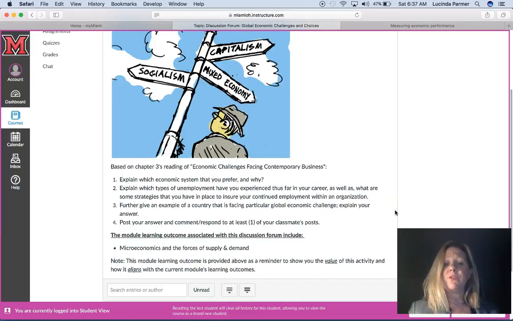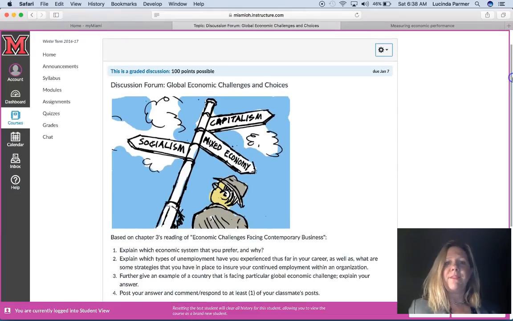Give an example of a country that is facing a particular global economic challenge. Explain your answer. Again, this is the learning outcome that goes with this. So you can see how this discussion forum aligns with our module objectives, learning objectives, and chapter objectives. Don't forget the quiz that is also due Saturday, January the 7th by 11:59 p.m.